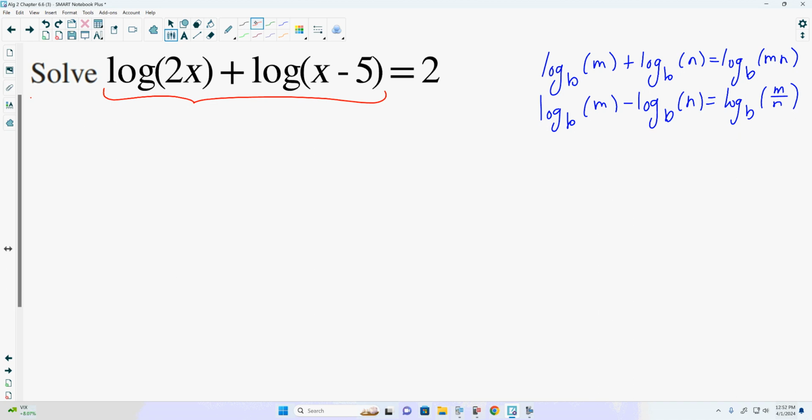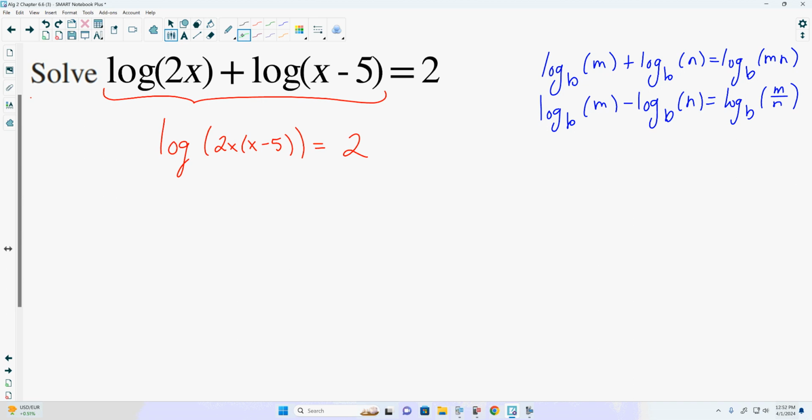And the reason that this is helpful for us here is because we can rewrite log of 2x plus log of x minus 5 as log of 2x times x minus 5. We can rewrite those two logs as a single log. And we have to do that for us to be able to solve. Well, once we get it to this point, the rest of this is going to be exactly the same steps, for the most part, as what we did on Thursday.